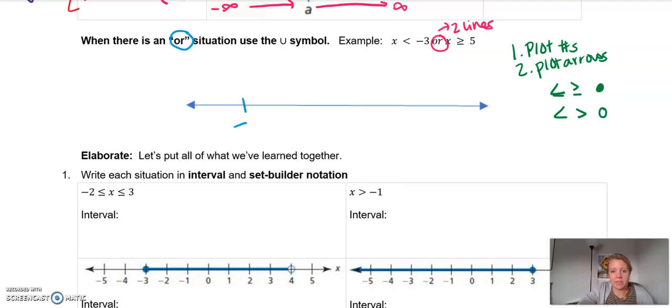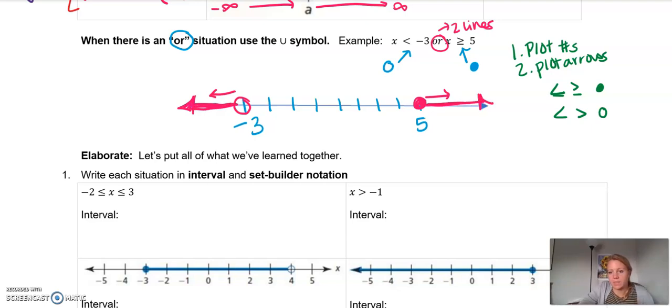So I have negative 3, and then I have 5. So negative 2, negative 1, 0, 1, 2, 3, 4, 5. Here's 5. 5 is going to have a closed circle, and the negative 3 is going to have an open circle. So I put an open circle on negative 3 and close in the circle on 5. Here I have x is less or smaller than negative 3, so if we're smaller, we're going to this side. And when x is bigger than 5, I'm going to the right. So I'm just going to draw these arrows so that they look like this.